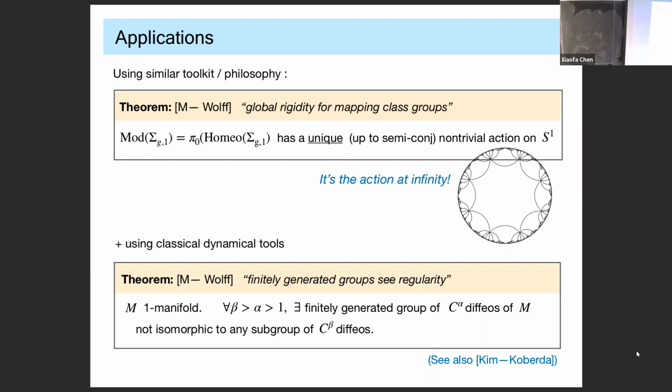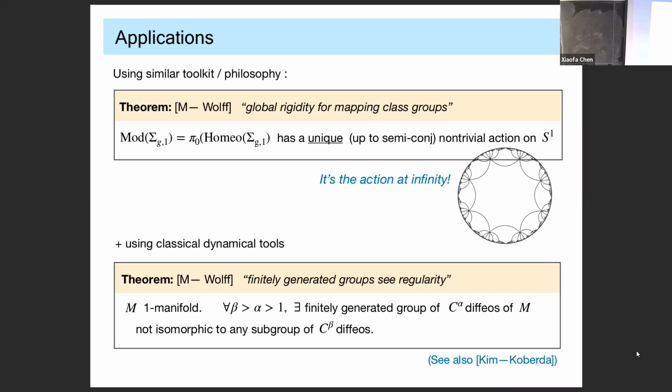Again, with the same kind of toolkit and using some more classical dynamics like Sternberg's linearization theorem, things typically used in smooth dynamics, we're able to answer another basic question, which is, can you differentiate between groups of diffeomorphisms of manifolds just by looking at their finitely generated subgroups? Some kind of, can you tell the difference between two very big things by looking at the spectra of small things inside? And the answer for one manifold is yes.